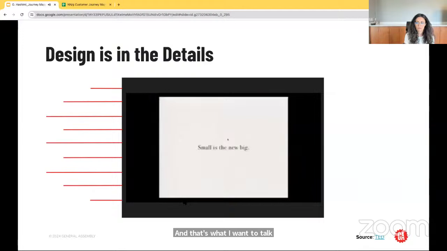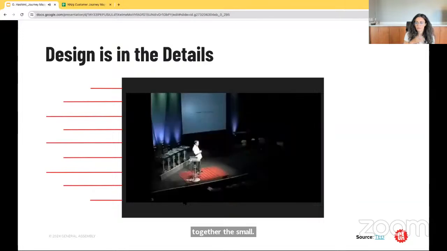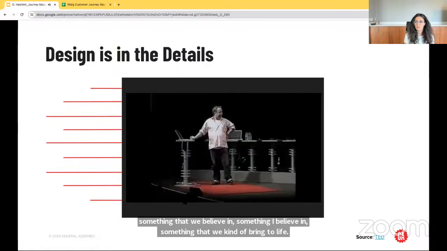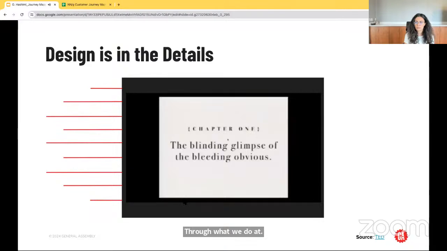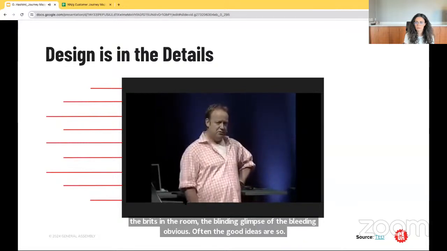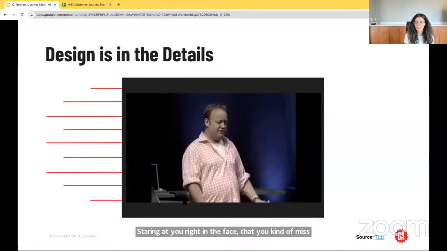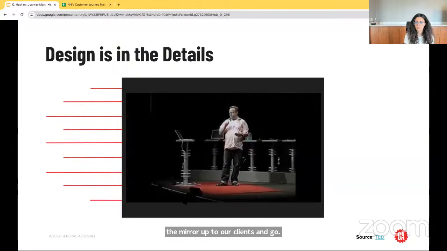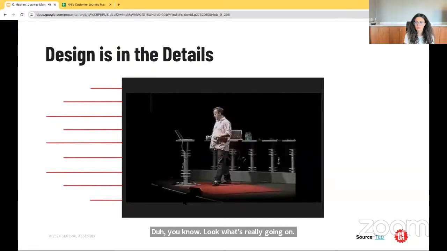So bringing together the small to help facilitate and create the big, I think is something that we believe in, something I believe in, and something that we kind of bring to life through what we do at IDEO. I call this first chapter, for the Brits in the room, the blinding glimpse of the bleeding obvious. Often the good ideas are so staring at you right in the face that you kind of miss them. And I think a lot of times what we do is just sort of hold the mirror up to our clients and sort of go, duh, look what's really going on. And rather than talk about it in the theory, I think I'm just going to show you an example.